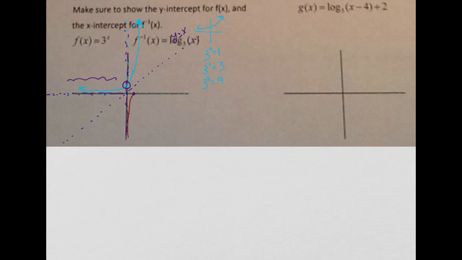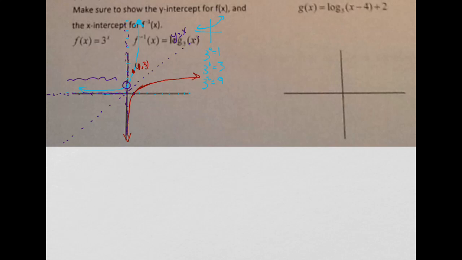Our graph's going to come up, hit our intercept, and then curve off. Notice we're swapping x and y, so if you do find that point right there, we can go ahead and actually use that on our inverse function too. That is the point 1, 3. So that's going to give us the point 3, 1 on our inverse function. So 1, 2, 3, 1 is right about there. So we know it's going to cross there and shoot off like that. And we're done with that part.